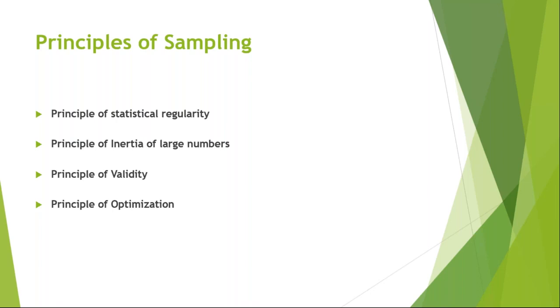So there won't be, at the end of the day, a situation where you sideline a particular unit or a particular person or item. When you're choosing a sample, make sure the sample you choose from the population represents the entire characteristics of that particular population. That's referred to as the principle of statistical regularity. Okay, that's number one. I hope you understand that.